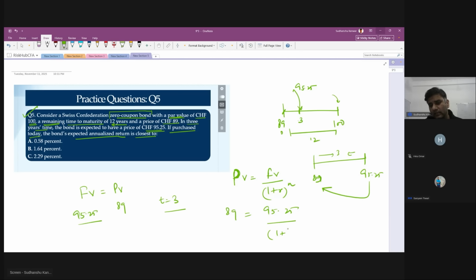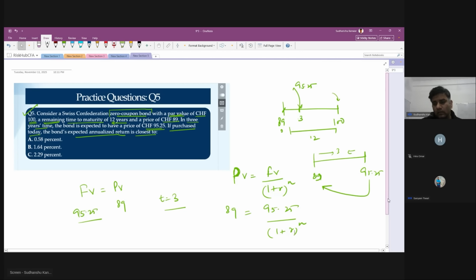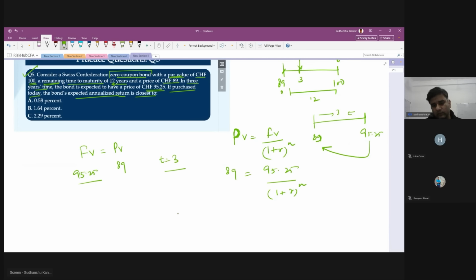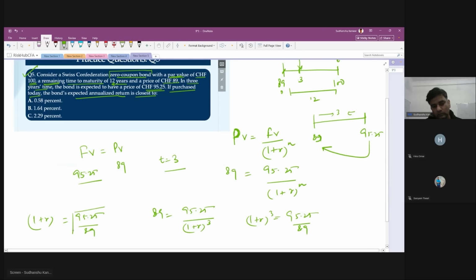So n is 3. So what I'm saying, 89 is equal to 95.25 divided by 1 plus R raised to power 3. Am I right? So 1 plus R raised to power 3 is equal to 95.25 divided by 89. If you try to solve it, 1 plus R will be 95.25 divided by 89, and you take the cube root.